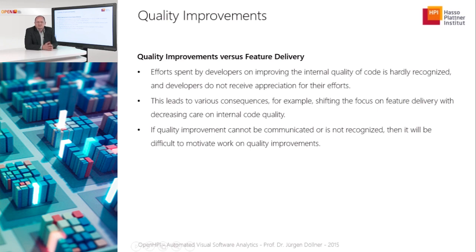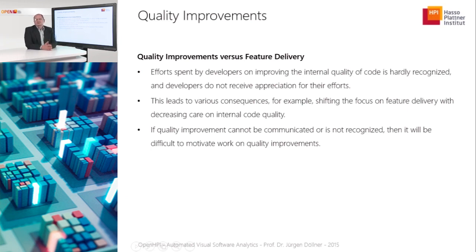For example, to shifting the focus on feature delivery with decreasing care on internal code quality, because delivered features are tangible, delivered features are visible, can be recognized, and most likely they will be appreciated, for example, by customers. If quality improvement cannot be communicated and is not recognized, then it will be difficult to motivate work on quality improvements. How can we solve this situation?